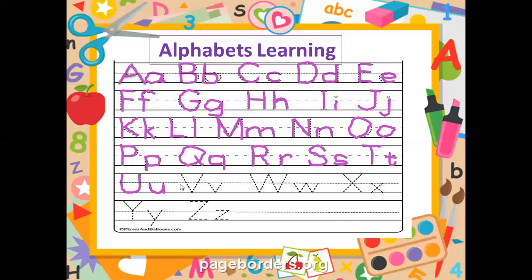Now for the letter V, draw a slanting line from top to the bottom and another slanting line from top to the bottom, just like this. Okay, this is the letter V.